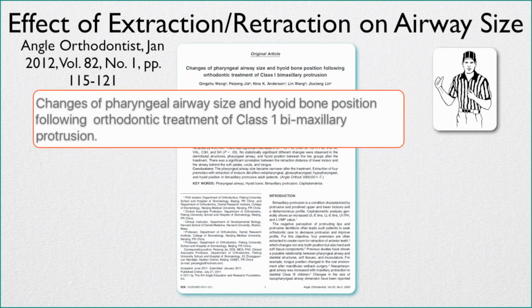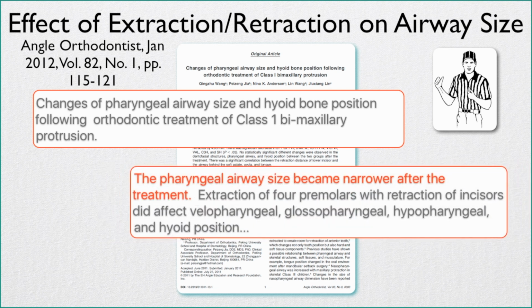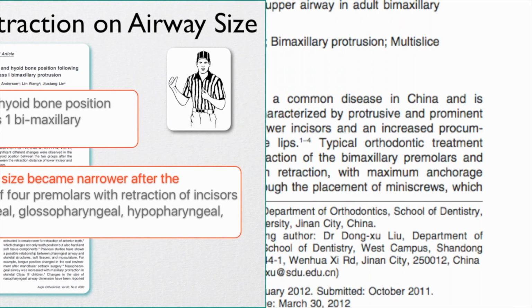Let's look then at the refereed literature and talk about what actually happens. And here we have an article which is from China, actually. It changes pharyngeal airway size and hyoid bone position following orthodontic treatment of class 1 bimaxillary protrusion, the very kind of person that we just illustrated to you. And it says the pharyngeal airway size became narrower after the treatment. Extraction of 4 premolars with retraction of incisors did affect the velopharyngeal, glossopharyngeal, hypopharyngeal, and hyoid position.